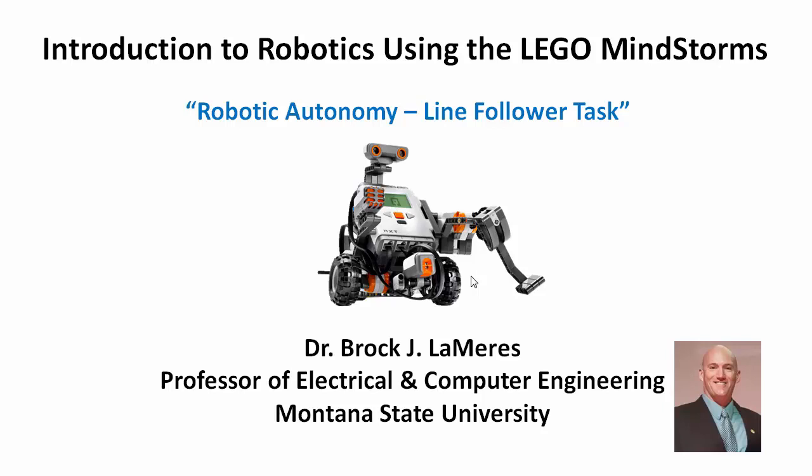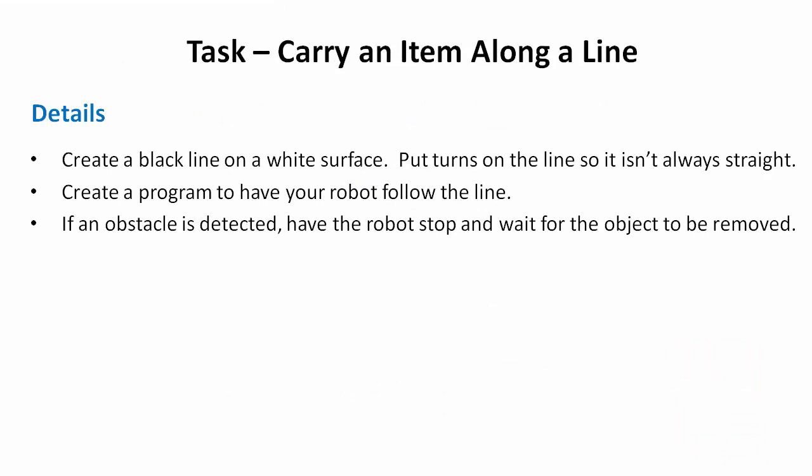Now we're going to look at an autonomous task called the line follower. If you recall with autonomy, when we create an autonomous program, the primary goal is to accomplish a task. So we have to have something that we're trying to do. So we'll say that our robot is going to be programmed to carry something. Let's just say it's carrying mail, for example, around an office building.